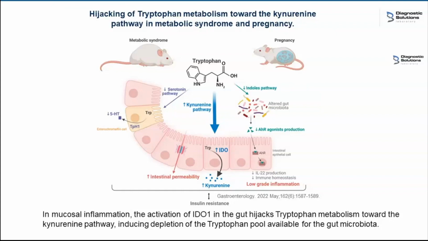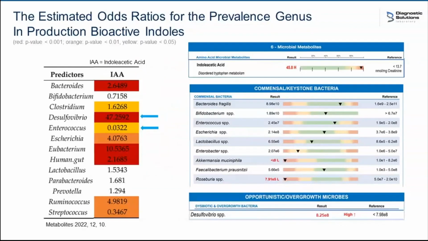So there's eventually some altered gut microbiota. There's a decrease in this aryl hydrocarbon agonist production. And then there could be an increase in IL-22 and some low-grade inflammation. There's also not going to be as much to go over to the serotonin pathway. So mice who were bred to miss this IDO activity didn't have any of this disruption.